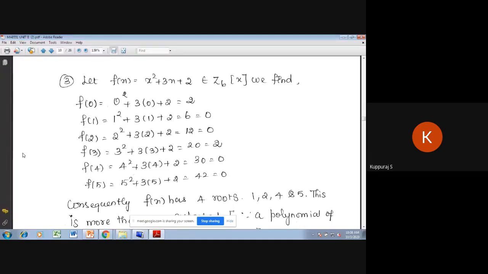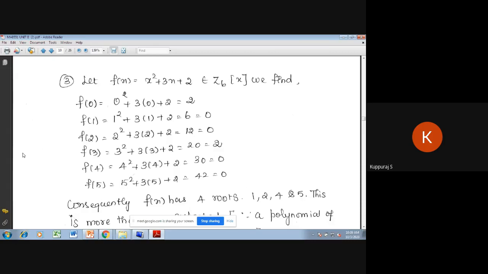Then now putting x equal to 3, you get f of 3 is equal to 20. 20 is more than the mod value 6. So 20 will be divided by the mod value 6, so you get the remainder 2. Then now putting x equal to 4, f of 4 will be 30. So when 30 is divided by the mod value 6, you get the remainder 0.